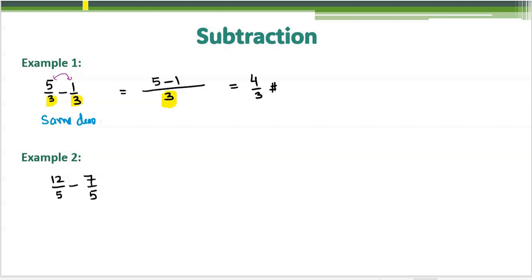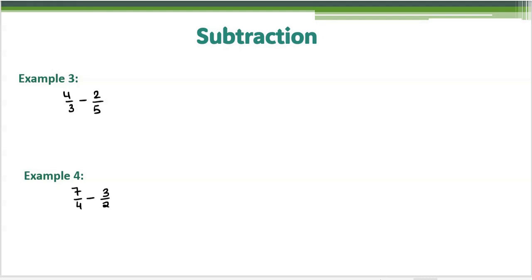Here again, we see the denominators are same. So what we will do? We write the denominator as 5 and then 12 minus 7. How much is 12 minus 7? Yes, it's 5. 5 over 5. Now here what you see, 5 and 5, same. So you can cancel and it gives you 1.